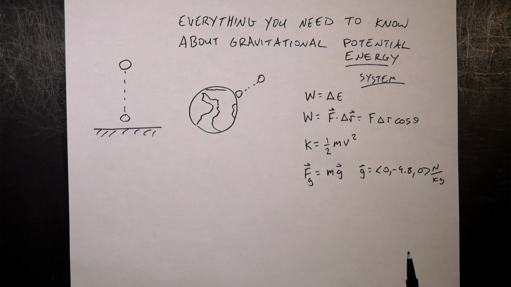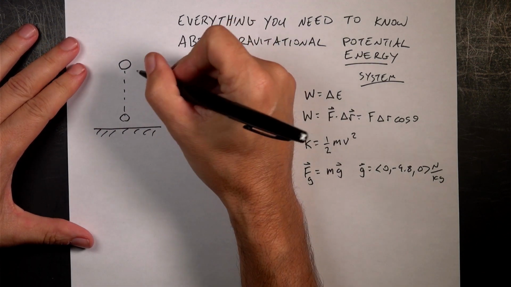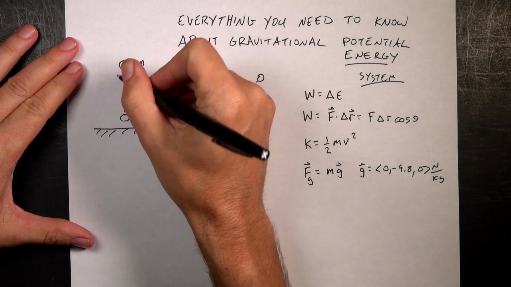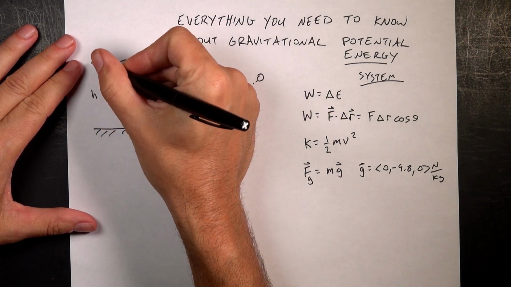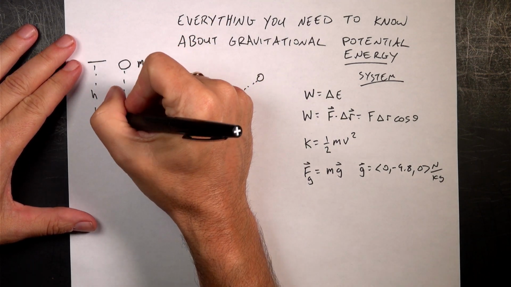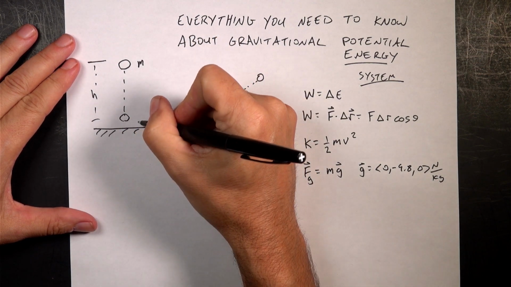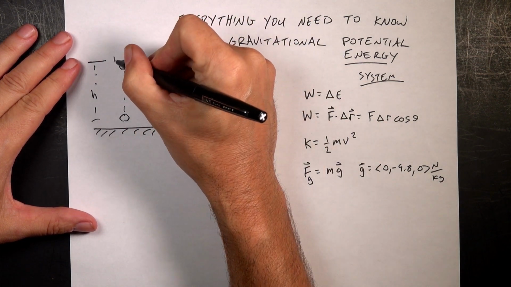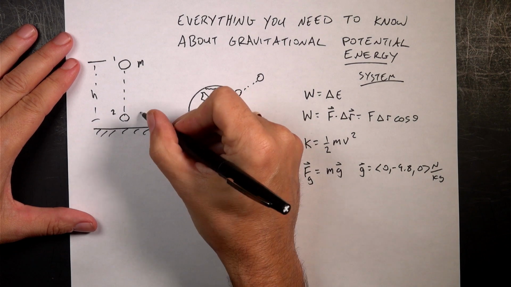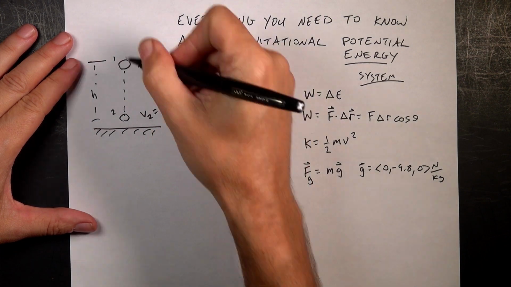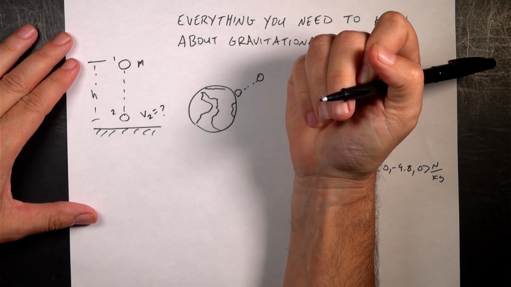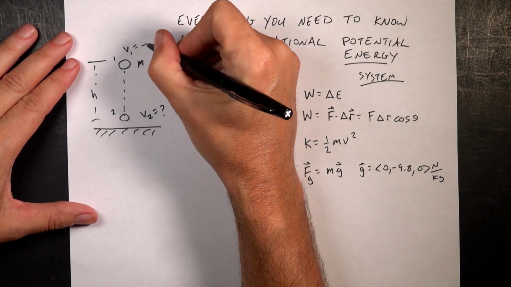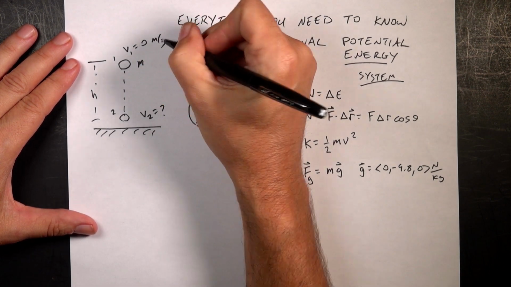Let's just do a very simple problem. Here I have a ball of mass m, and I'm going to let it drop a height h. And I want to know how fast it's going down here. So let's call this position 1. Let's call that position 2. So what's v2 equal? And let's say for now v1 is equal to 0 meters per second, even though it doesn't really matter.